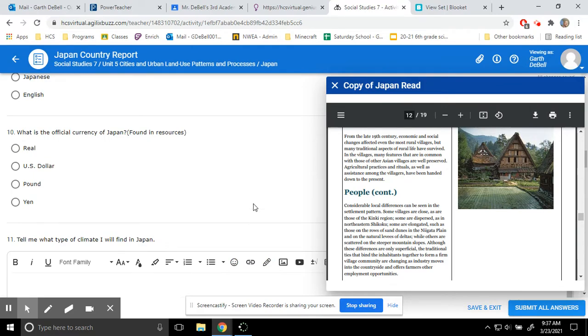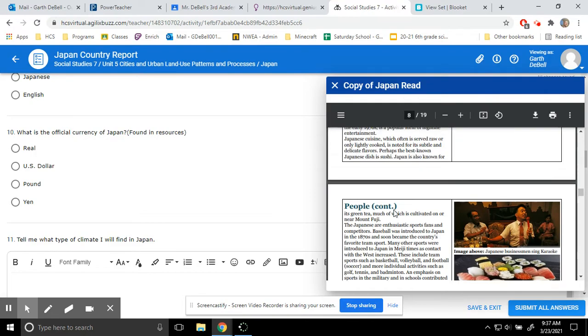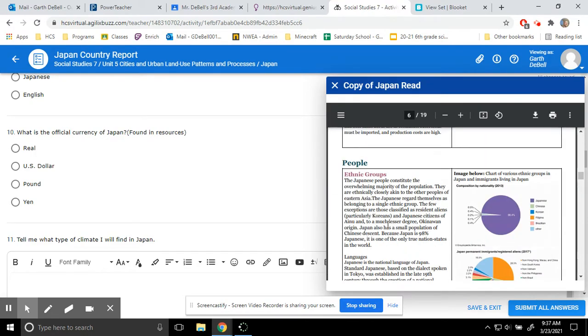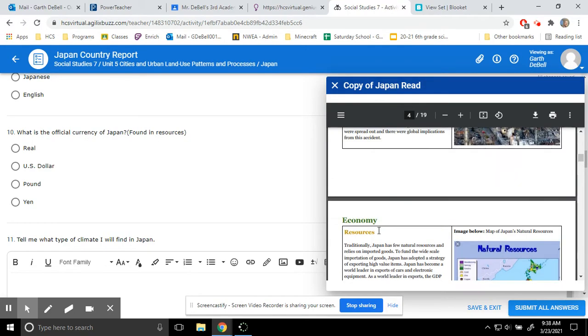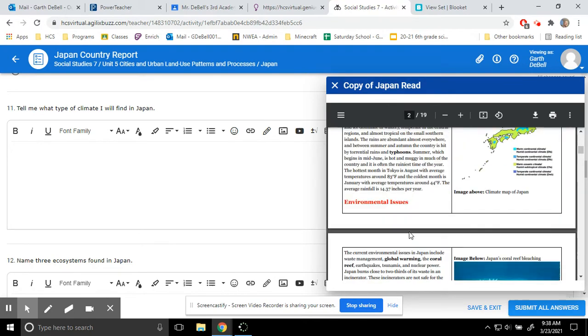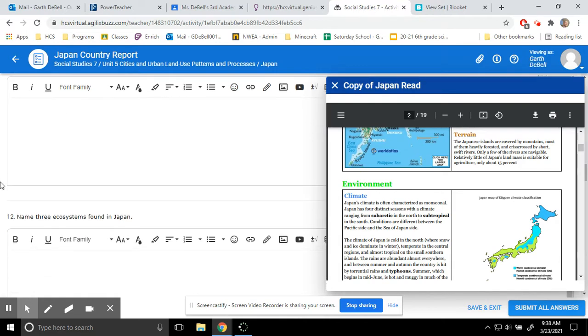What is the official currency of Japan? This is found in the resource section of the read document. So if you go here, that's religions. If you go to economy, specifically resources, it does tell you where the official currency of Japan is. Climate is going to be found probably, if I had to guess, in the climate section. All right, read that section. It'll give you what you need to answer this.